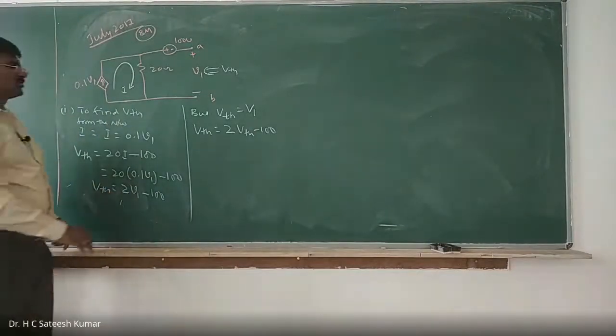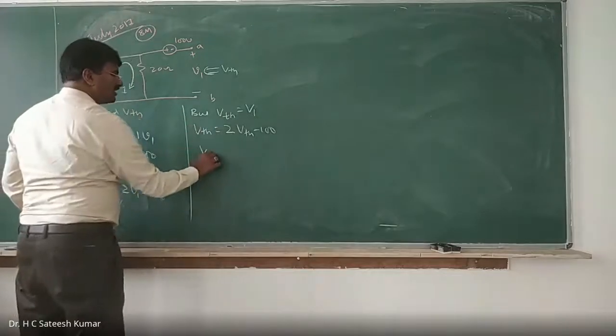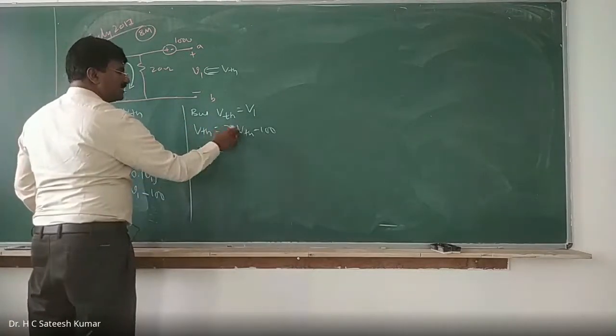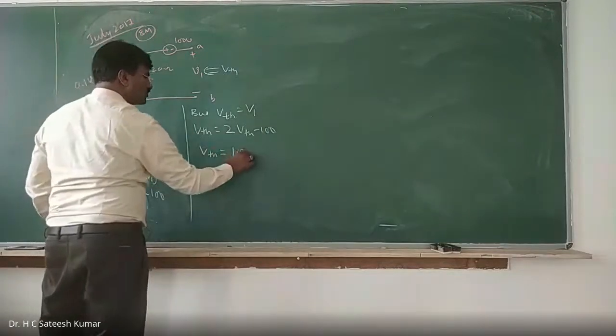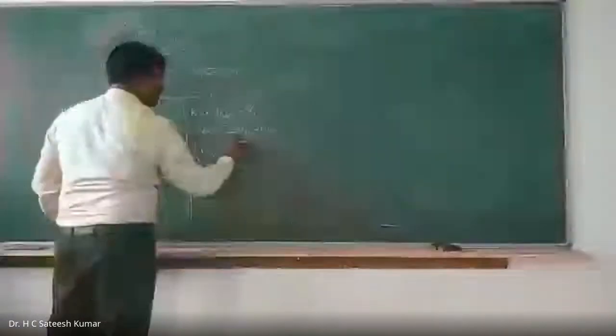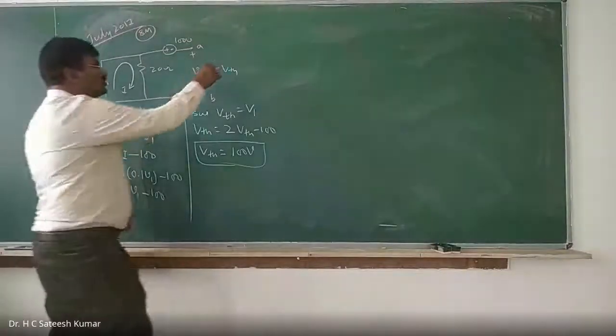Now what you should do? Transfer this VTH to this side, and 100 to this side. Therefore, VTH is equal to 2 VTH minus VTH, which is VTH, and on this side you will get 100 volts. So VTH is equal to 100 volts. That's how we should find VTH.